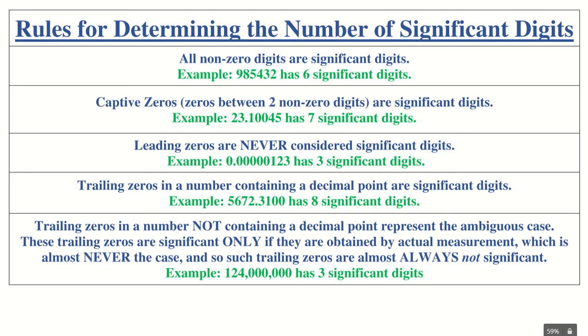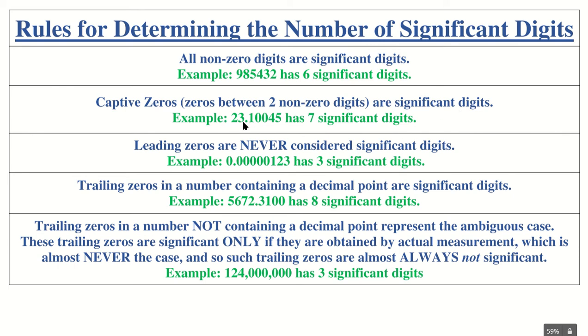Here we'll go over the rules for determining the number of significant digits. These have a tendency to confuse some people. I've tried to make it as simple as possible to understand for you here. So firstly, notice that all non-zero digits are significant digits. When you look at an example like this number right here, 985,432, it would have 6 significant digits.